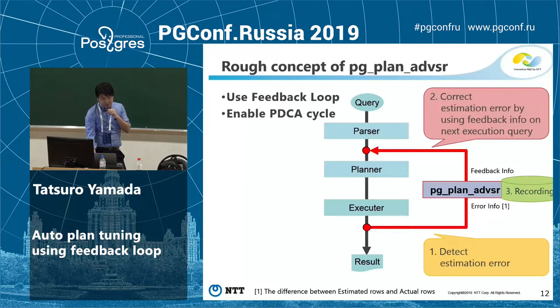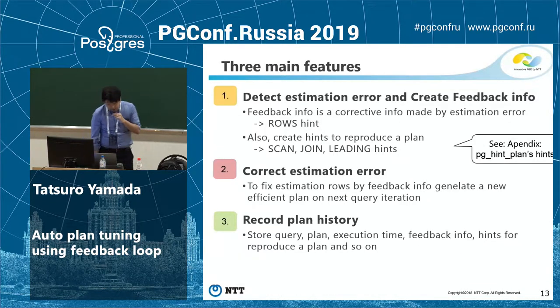Okay, I'll explain the three features on the next page. One, detect estimation error and create feedback info. This feature is most important in this extension. If there is no feedback info, it can't correct the error on the next query execution. This extension uses optimizer hints as feedback info. Two, correct estimation error. When the current query text matches the previous query text, feedback info is applied in the planner. Three, it is important to check plan and execution time changes. So this extension records all information of the tuning process.